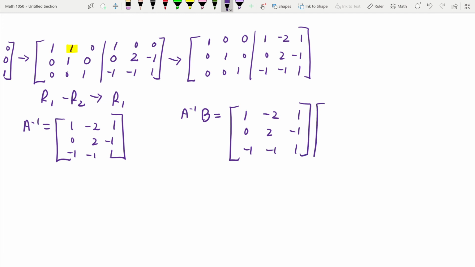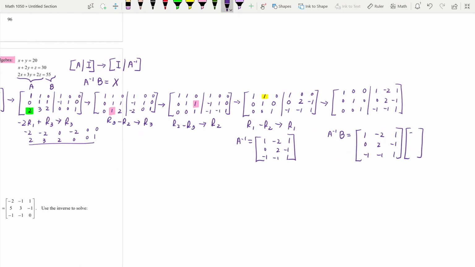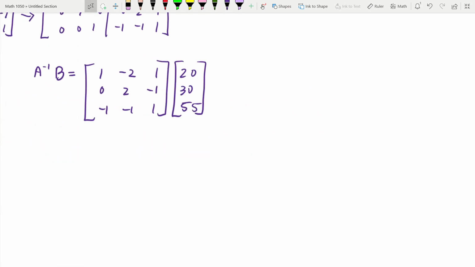And I'm going to multiply it by matrix B. What is matrix B? Do you remember? That's the right-hand side, right? Which is 20, 30, and 55. The inverse is a 3 by 3. I'm multiplying it by a 3 by 1. The 3's match. My result is 3 numbers down, 1 number across.